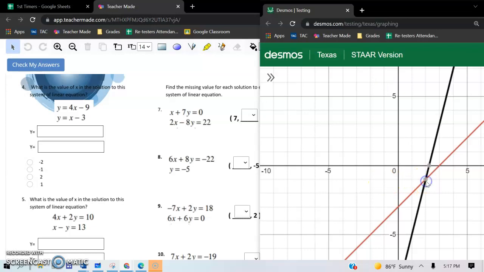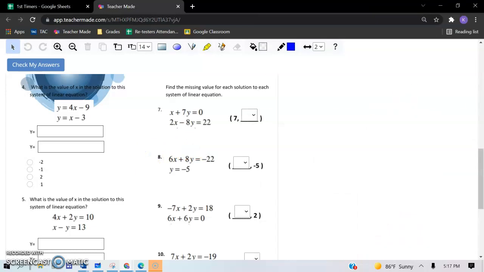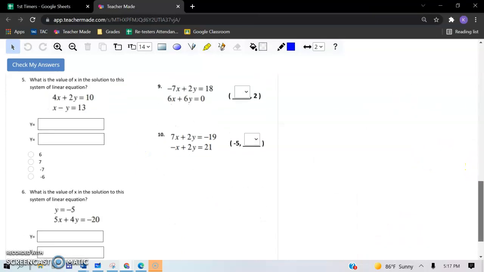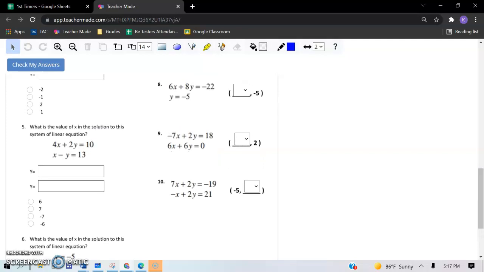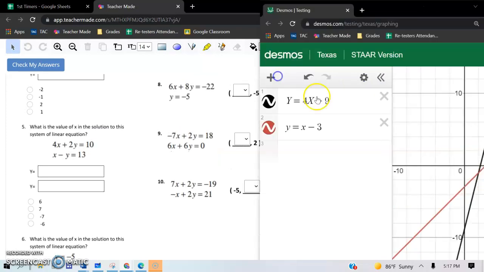Now look at this answer right here. They're both crossing at 2, negative 1. So I have 2 and negative 1 here, but look at the question. Which one is the value of x? We know that the x is the first number, which is a 2. So my answer right there, it is a 2. Sometimes they will ask it like that, not the whole point, but they will ask you for the x or the y number. So let's go on to the next one.